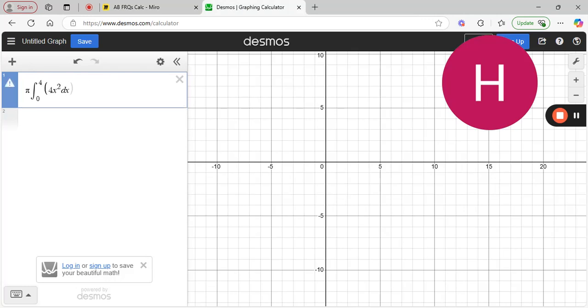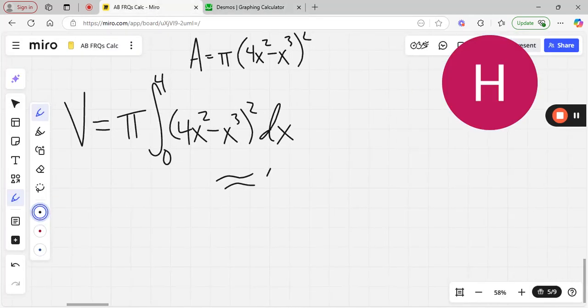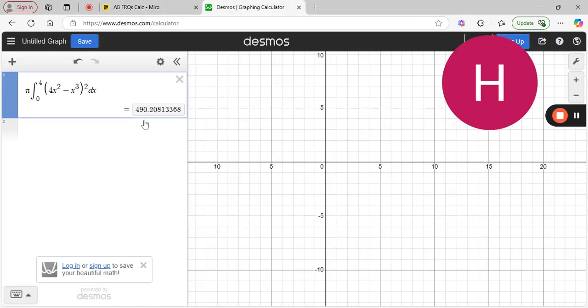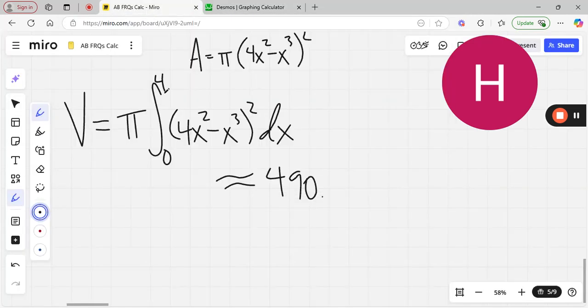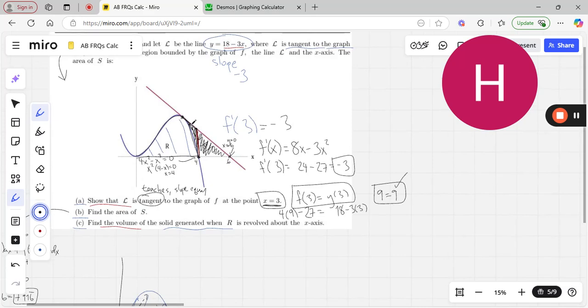4x squared minus x cubed. I'm going to be blabbing a little more when we're able to use technology because it does so much work for me so quickly. It would have taken me, like I said, 2 minutes to do that. So we get 490.2. In fact, a good practice is to round to the third decimal place, so let's call it 208. That's probably the best idea. Okay, first question down. Not bad. We did some areas, we did some volumes.